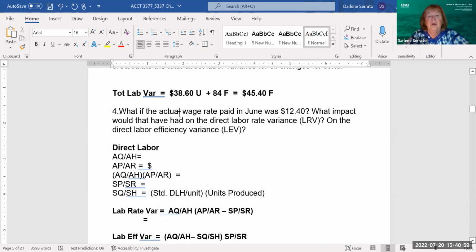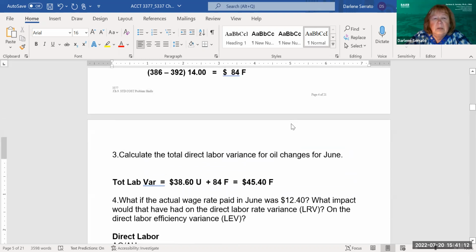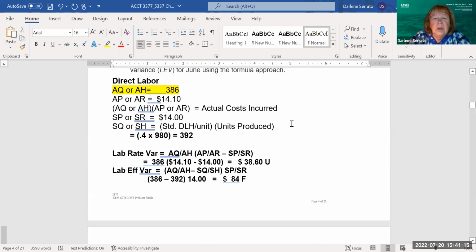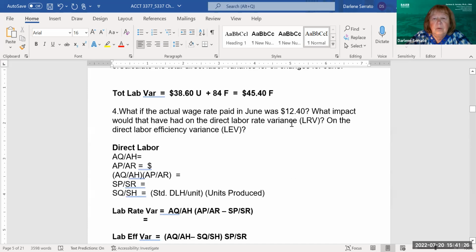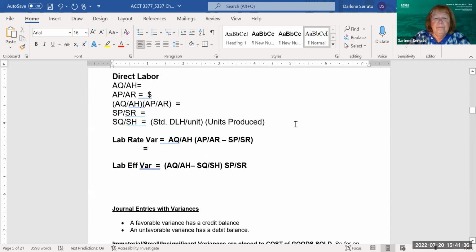What if the actual wage rate paid in June was $12.40? What impact would that have had on the direct labor rate variance? Did it go up or down? It went down, so it would make the rate variance better. It would improve the rate variance and have no impact on the efficiency variance.